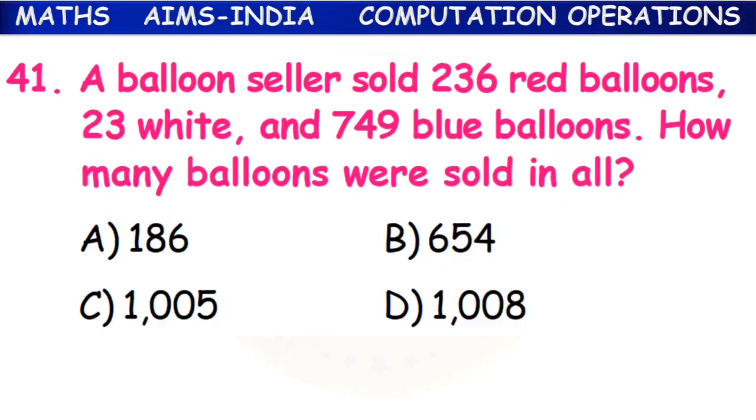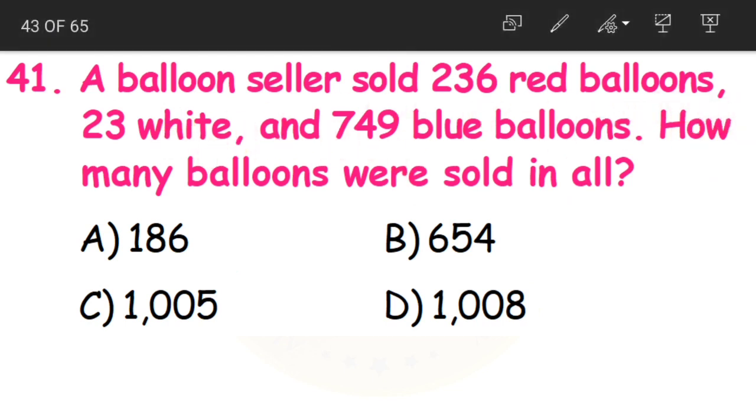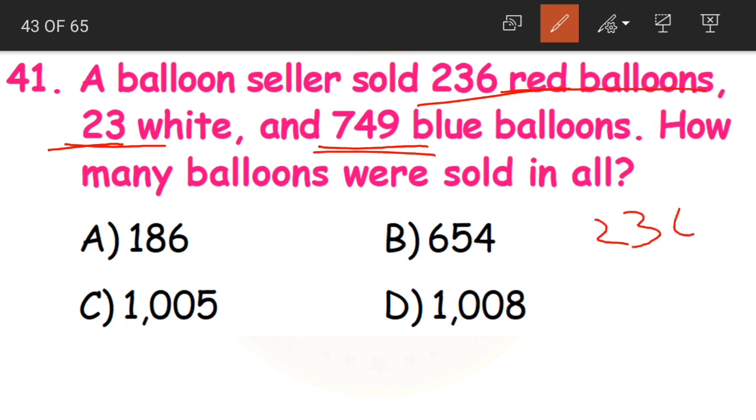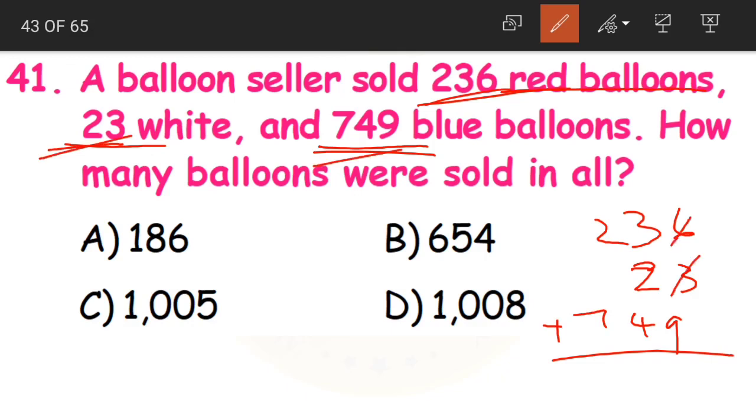Yes. Next question 41. A balloon seller sold 236 red balloons, 23 white balloons and 749 blue balloons. Now how many balloons were sold in all? It is a very easy question, right? What should we do? We should add all the colored balloons. When we add all the colors together, we will get our final answer. 236 plus 23 plus 749. 6 plus 3, 9. 9 plus 9, 18. 8 here, 1 carried.